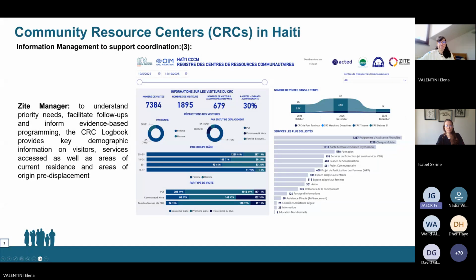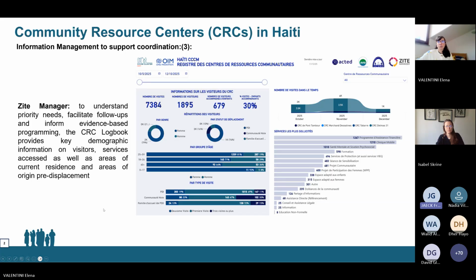Right. Oh, CRC logbook. All right. Information management to support coordination. Like I mentioned, IOM works in coordination with the cluster, ACTED, AFSI and ICDH. ICDH is a national NGO that we work with in the management of two CRCs in Port-au-Prince. We've integrated Zeit into the management of the CRCs.